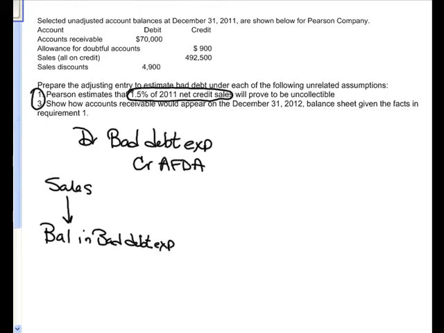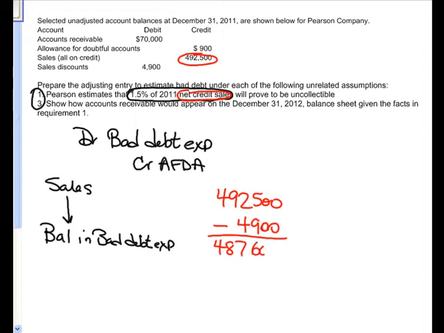So if we take our sales and take 3% of it, the result, the 3%, is going to be what we want to end up with in this bad debt expense account. So in our case, we're going to start with sales, but the question says net credit sales. So we can't just use the $492,500. We've got to subtract the sales discounts from that number. And when you subtract those two numbers, you get $487,600 as your net sales number.